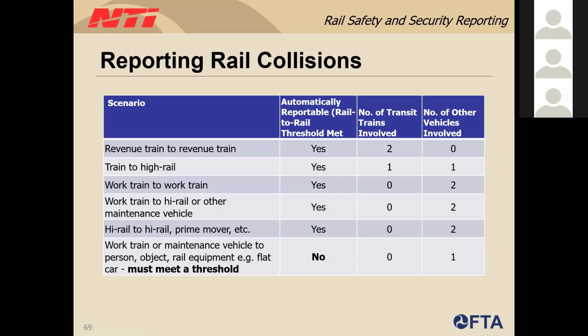In the last row, you see that when a work train or maintenance vehicle collides with a person, an object, or rail equipment, such as a flat car, that is not attached to a vehicle, the event is still reported as a rail collision, but a threshold such as injury or property damage must be met to be reportable.